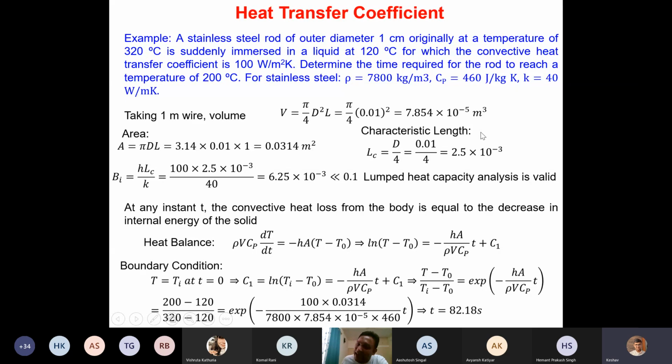Isn't it? Yes, so for any solid, you can just obtain the characteristic length here and then solve. And why are we using a characteristic length? The reason for that is it's not taking place in one direction. It is taking place everywhere. It is taking place in an axial direction. It is taking place in a radial direction.